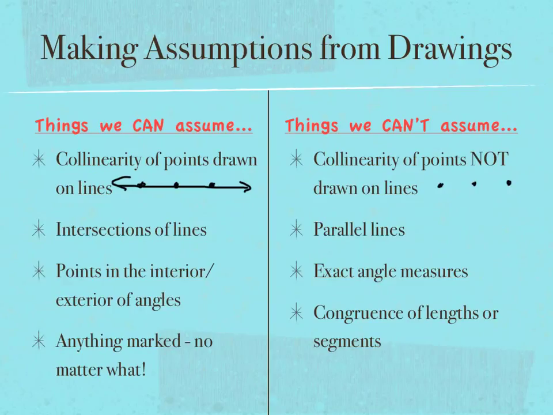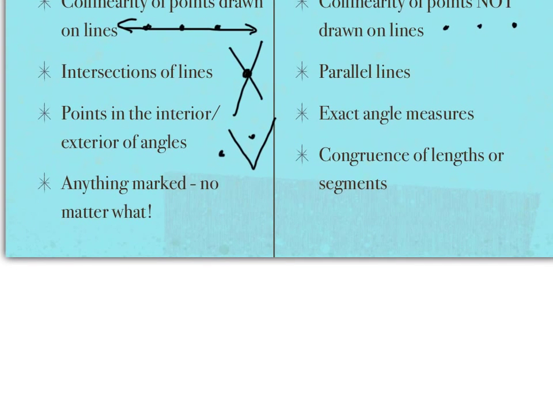You can assume that lines intersect. So if I draw two lines like this, you can assume they intersect in that point right there. Points in the interior and exterior of angles, that means that if you have an angle like this, we can assume that point is on the inside of the angle. We can assume that point is on the outside. And then again, this is my favorite one. Anything that's marked, you have to believe me.